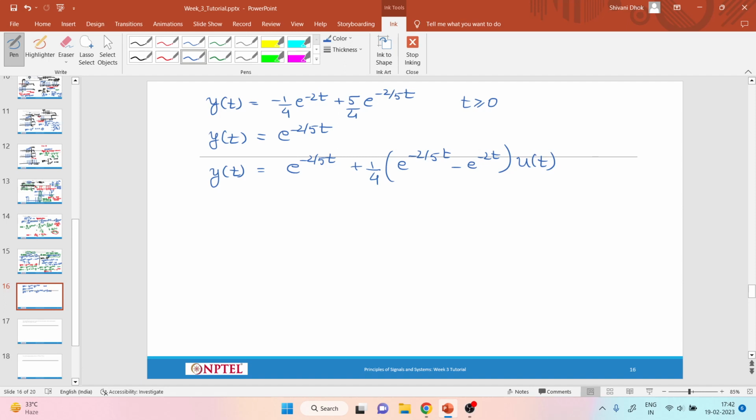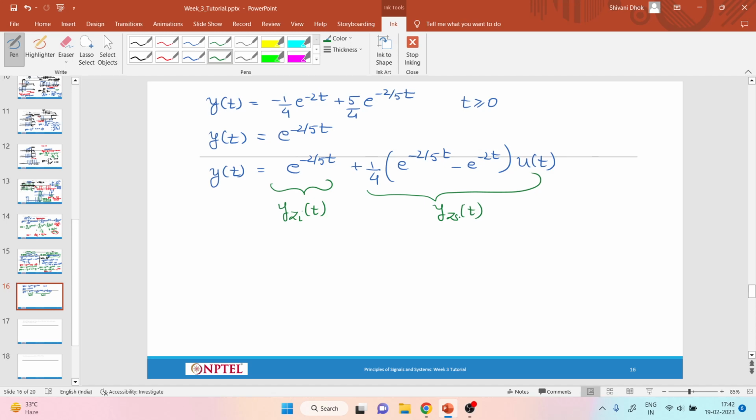So this is my final value of what I am getting, and this thing is known as yzi of t, that is zero input signal, and this part is known as yzs of t, which is zero state signal. So this is your final answer. Any questions for this?